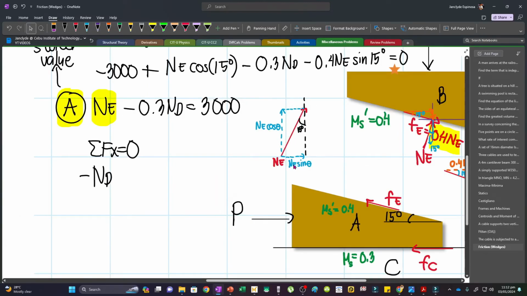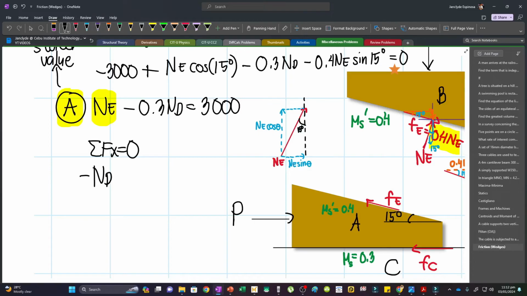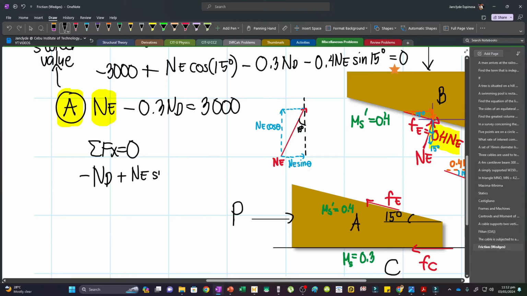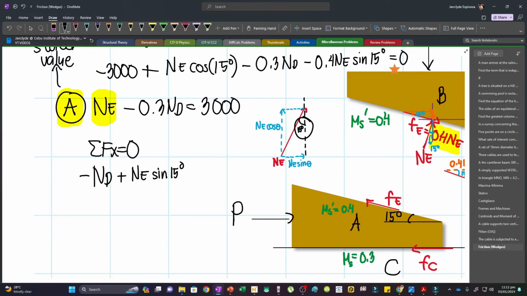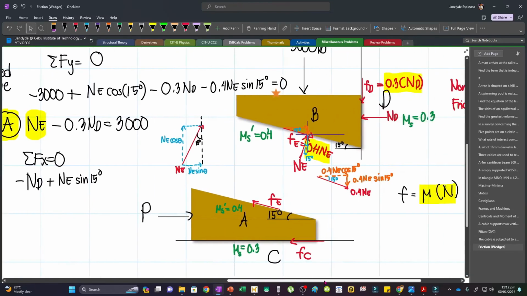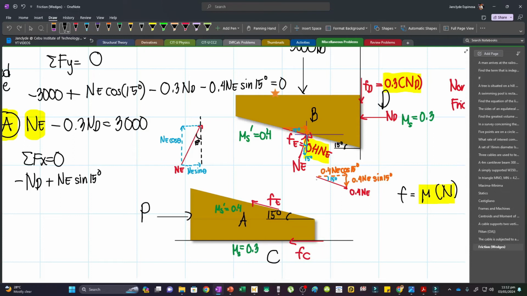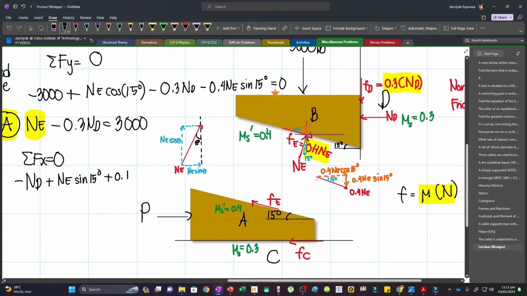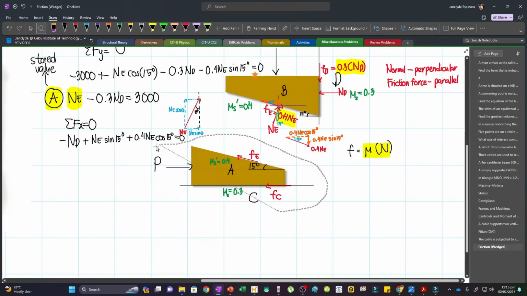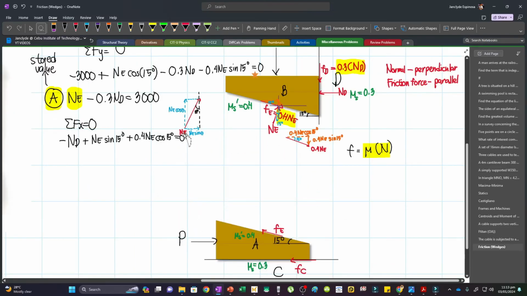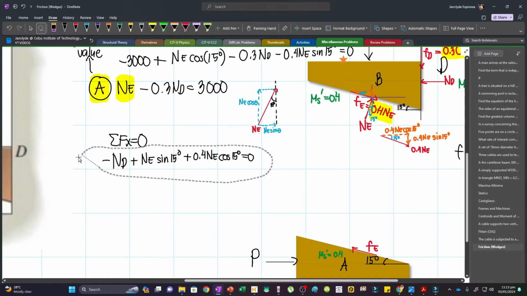Now this will be NE sine theta. So plus NE sine 15, because this is our angle. And then for the last one, we have this horizontal component, which also acts to the right. And so that will be plus 0.4 NE cosine 15. And then we will set this to 0. Now let's just move this one because we are running out of space, and also this one.